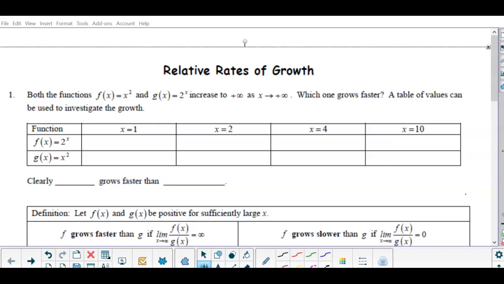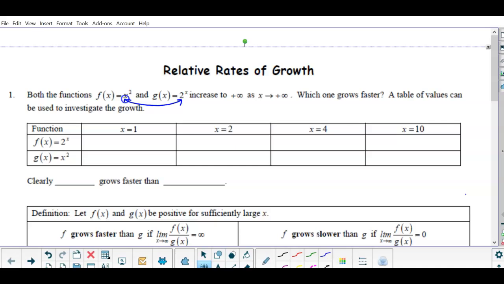Okay, we're looking at relative rates of growth today. So we're going to compare two functions and decide which function is growing at a faster rate. First of all, we're going to look at two functions f and g. Just notice here that I switched these around, so just in the chart, they are switched.